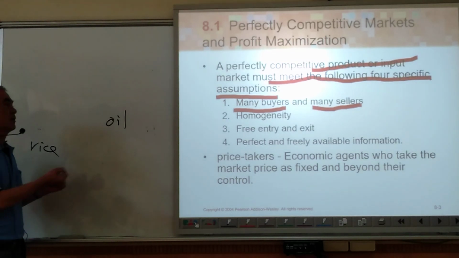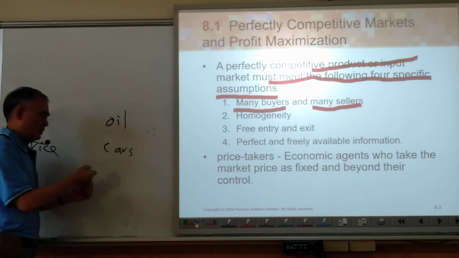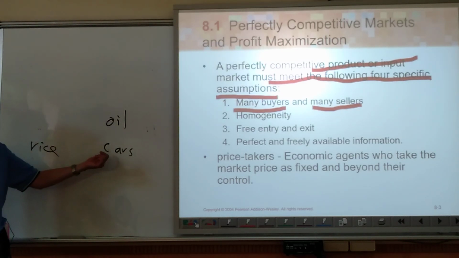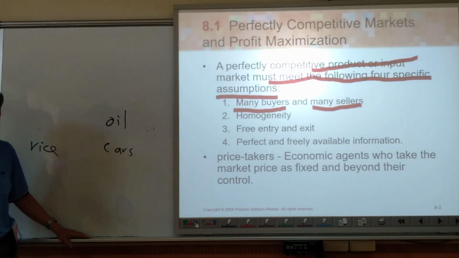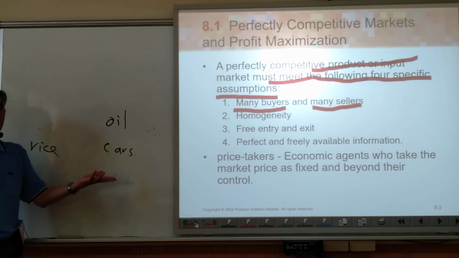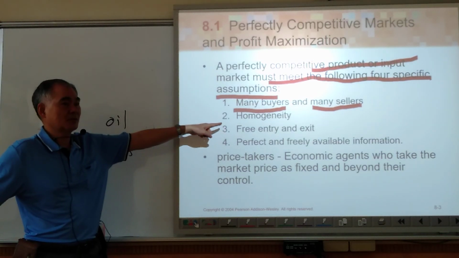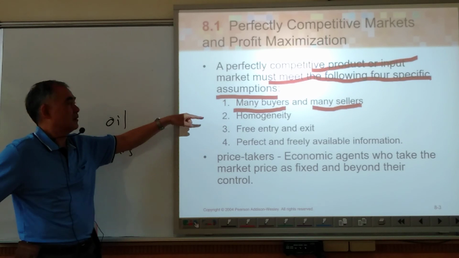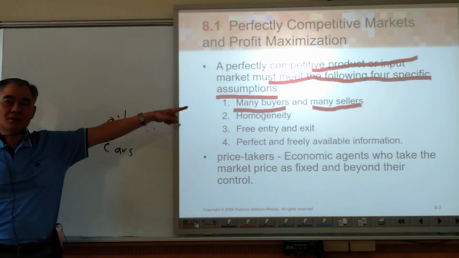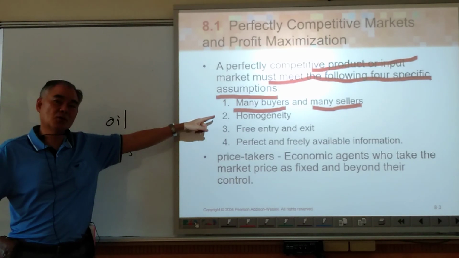For cars, you have many buyers, but very few sellers, right? You have Toyota, Honda, and Ford, GM, Chrysler, BMW, and you have too many different cars, right? Different kinds of cars. You have luxury cars, you have compact cars, SUV, right? So it's not homogeneous, okay? So to satisfy the first one probably is easy, but to satisfy the second one, that's the most important thing.